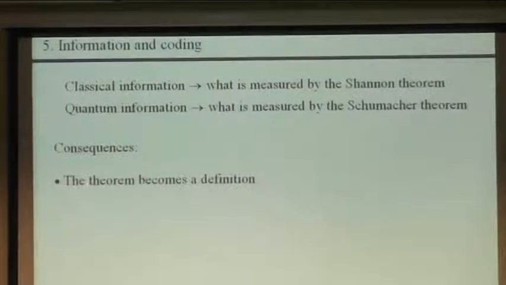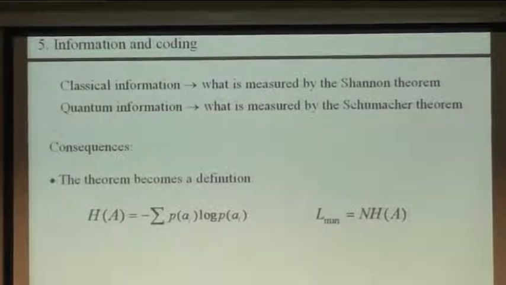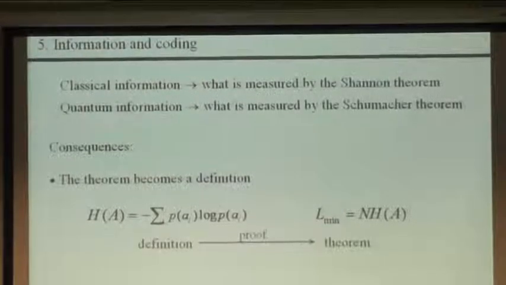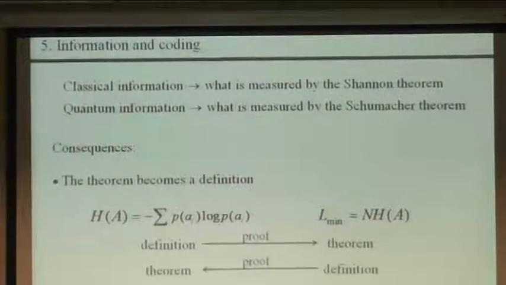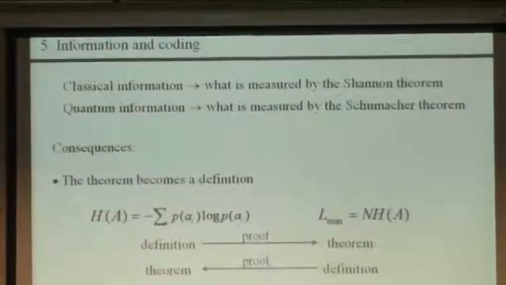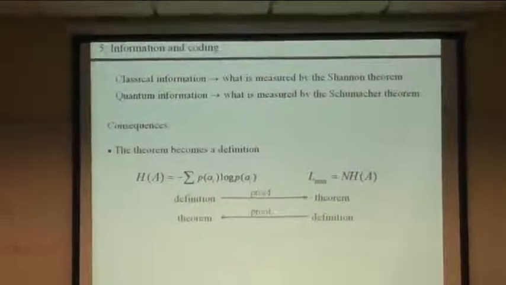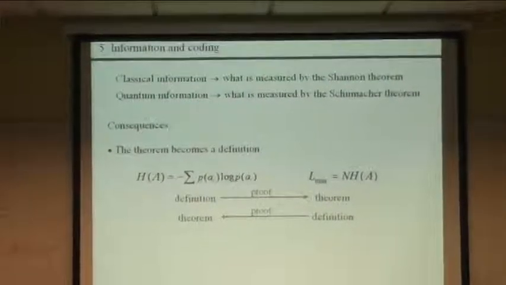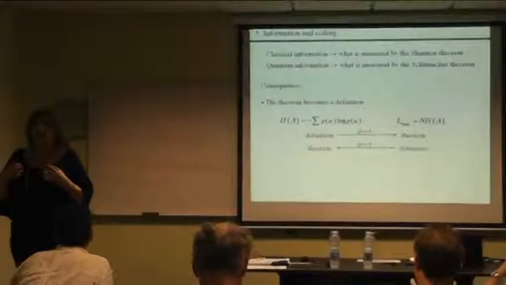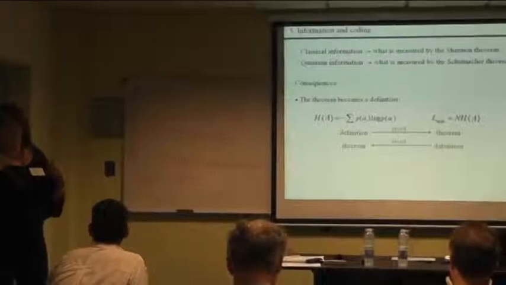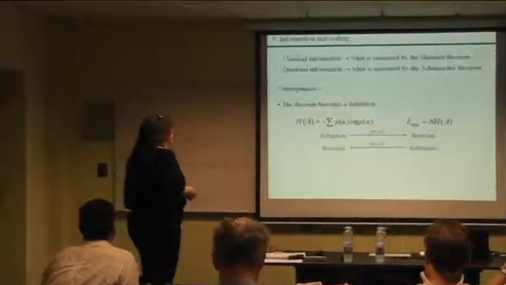First, the theorem becomes a definition. Traditionally we think of this as a definition, and this as a theorem proved on this basis. If this now is the definition, this begins to be the theorem. I mean, we should not say that Shannon's theorem is a theorem. We should talk about Shannon's definition or Schumacher's definition of information.